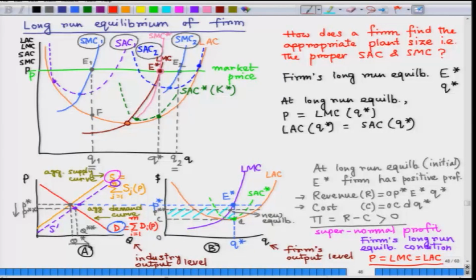So, if the firm faces a price which is lower than the minimum value of long run average cost, then the firm makes negative profit. If the firm makes a loss, then there is no incentive for the entrepreneur or owner of the business to stay in the market, because this person is unable to secure his or her opportunity cost or normal profit. So, in the long run what we find? We find that the firm's supernormal profit is equal to 0.